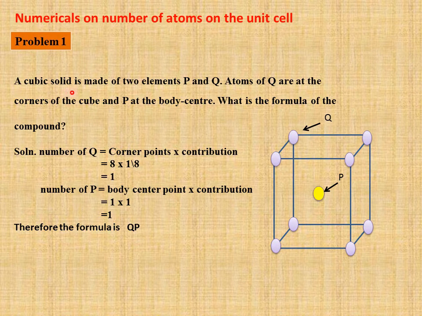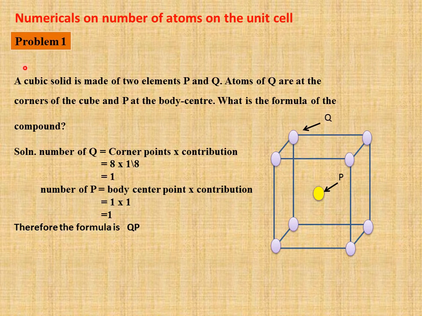A cubic solid is made of 2 elements P and Q. Atoms of Q are at the corners of the cube and atoms of P are at the body center. What is the formula of the compound? This is asked. No need to draw the diagram, but to have an imagination is important. I have used this diagram, dear students, to explain this numerical.